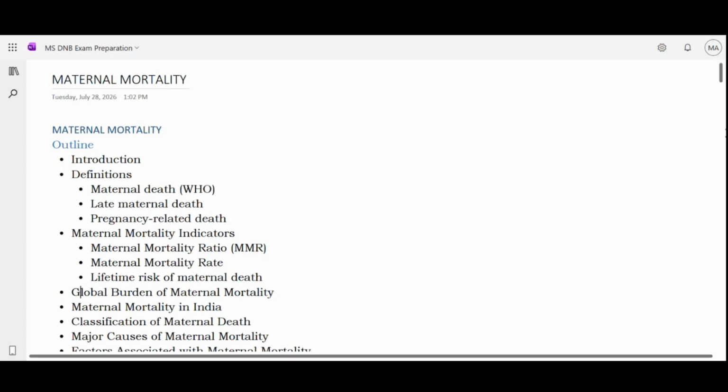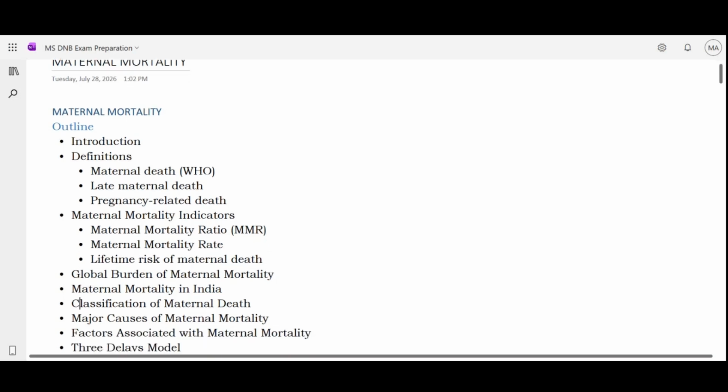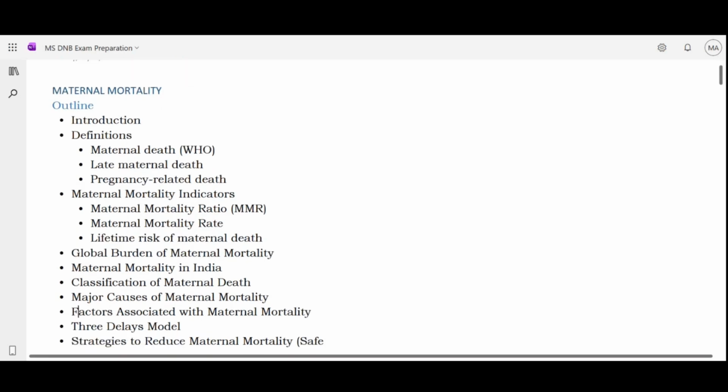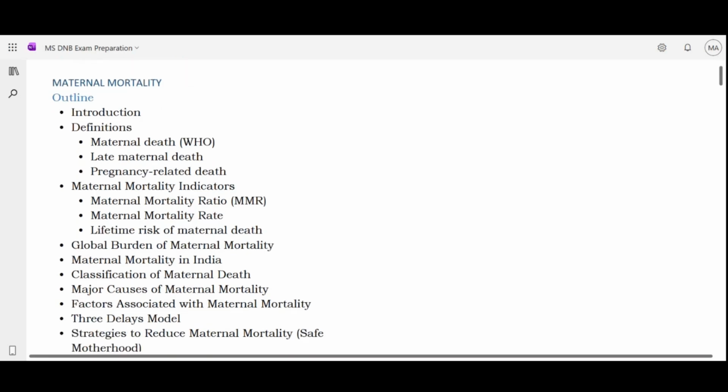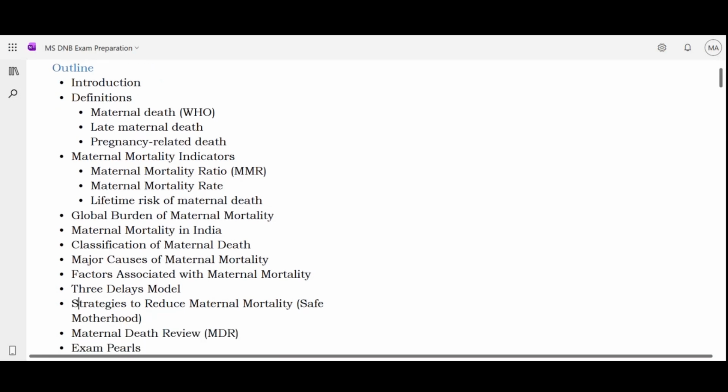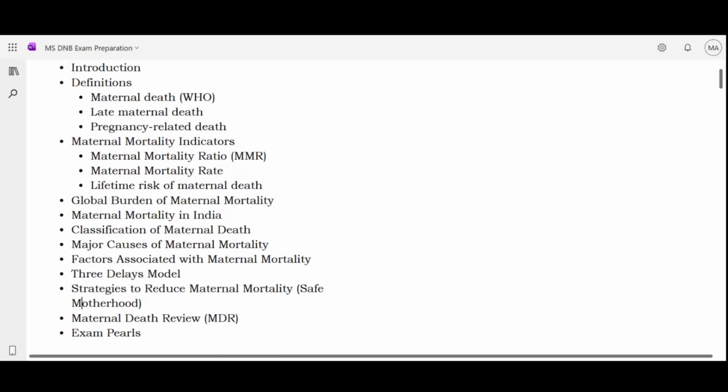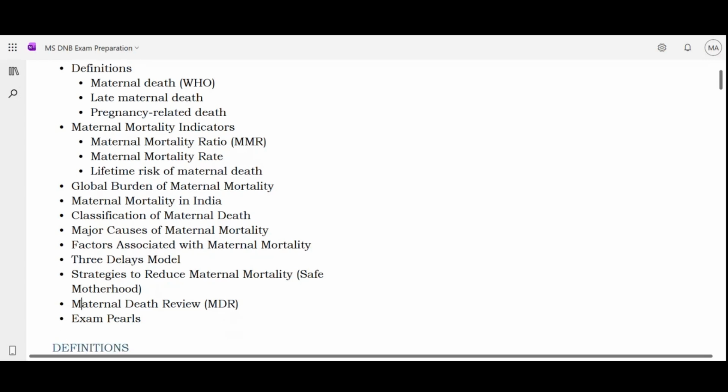Then, if possible, and if you can remember the global burden and what is the burden in India, that you should mention. So these are the epidemiological aspects. Then classification of the maternal death, major causes of the maternal mortality, factors associated with the maternal mortality, and then most important is the three delays model. This is very frequently asked even in the vivas also. What are the three types of delays? Okay.